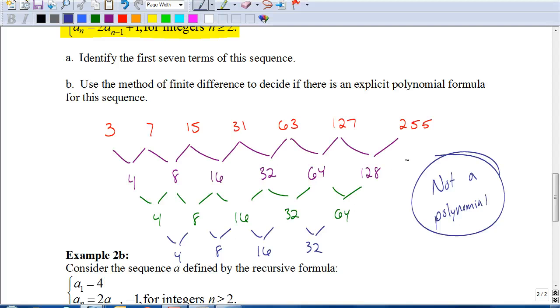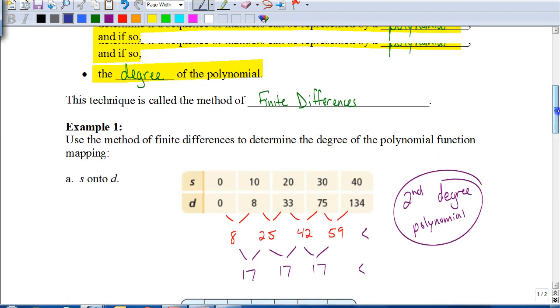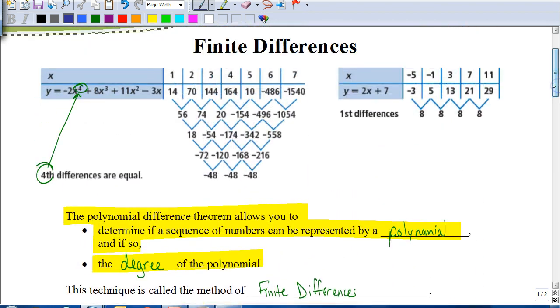127, and so on. Okay, so that is this finite difference theorem. So this again helps us find the degree, or first off it tells us if it is possible to have a polynomial. And if it is possible, it tells us what the degree of the polynomial is based on its row of differences that end up with the same value.